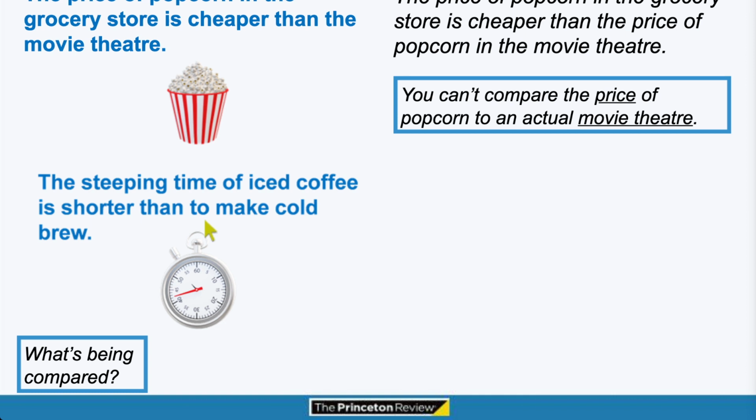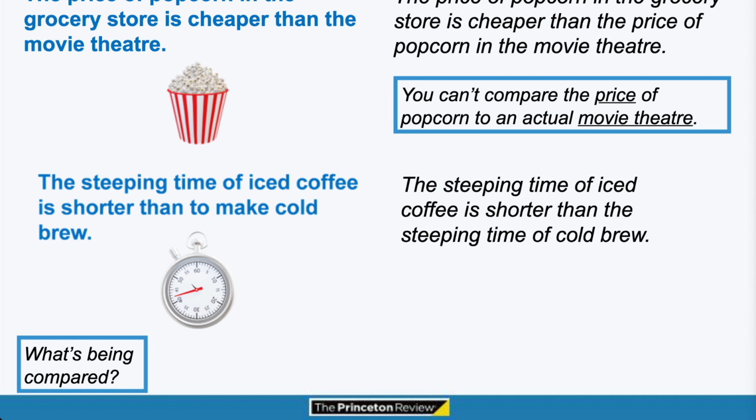We're missing our direct comparison here. So we could just say the steeping time of iced coffee is shorter than the steeping time of cold brew. It's long and it's wordy, but it makes sense and it's totally clear, steeping time and steeping time. And there are a few other ways to write it, so let's look at one more.